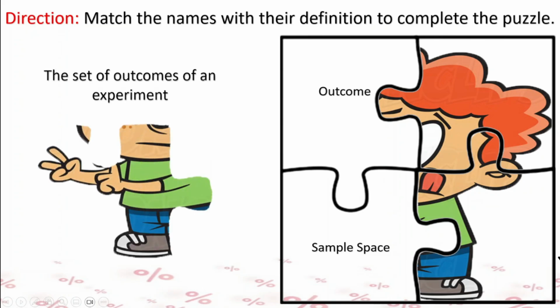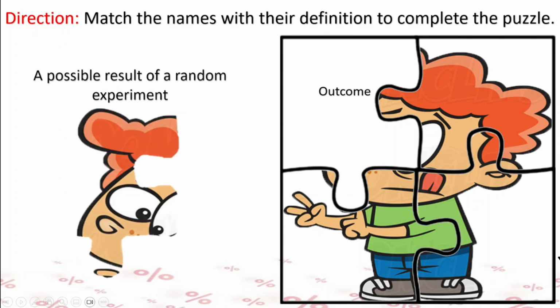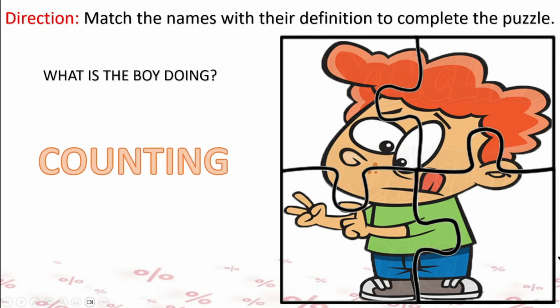How about the set of outcomes of an experiment? That is exactly the sample space. And a possible result of a random experiment is, of course, the outcome. Now, we have completed the puzzle pieces, and now that we can see the complete picture, what do you think the boy is doing? If you said counting, then you have keen observation. The boy is counting, and that is what we are going to talk about today. We are going to count the number of occurrences of an outcome in an experiment.